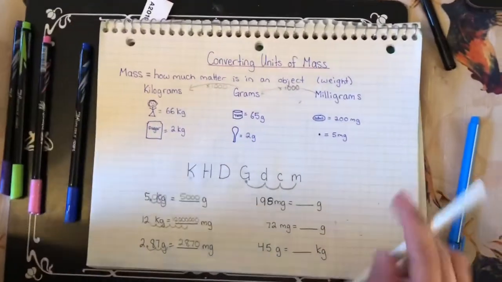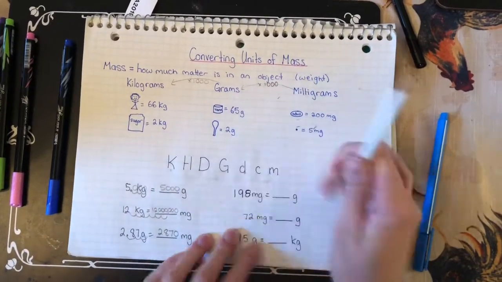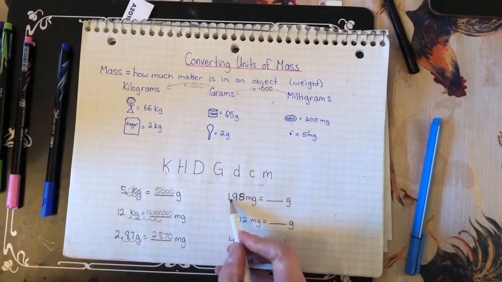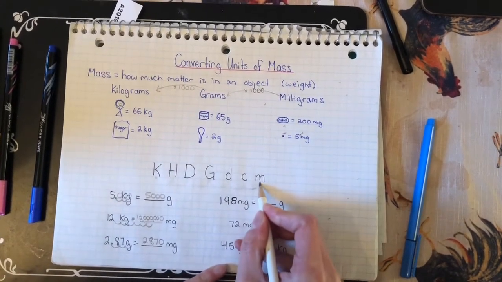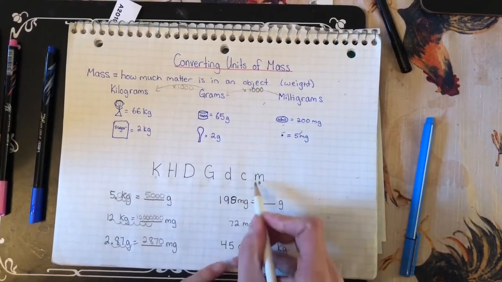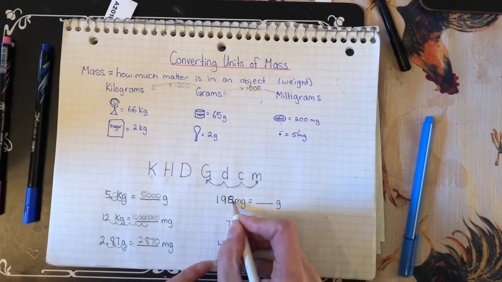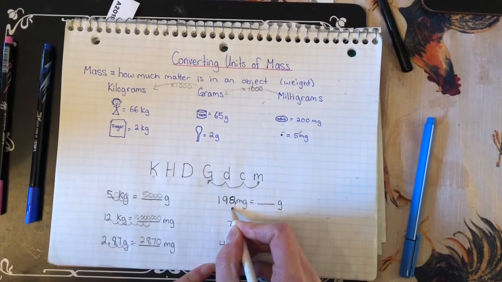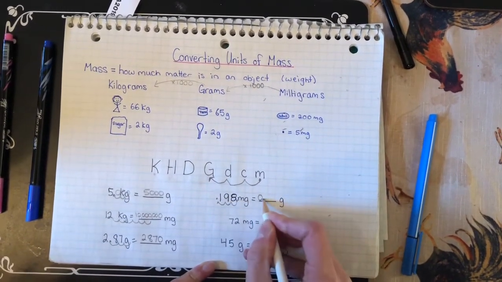So now let's try going the other way, from a small amount to a bigger amount. So here I have 198 milligrams. I'm starting here, and now I'm swooping this way to grams. So I go 1, 2, 3. So now I have to swoop the other direction. 1, 2, 3.